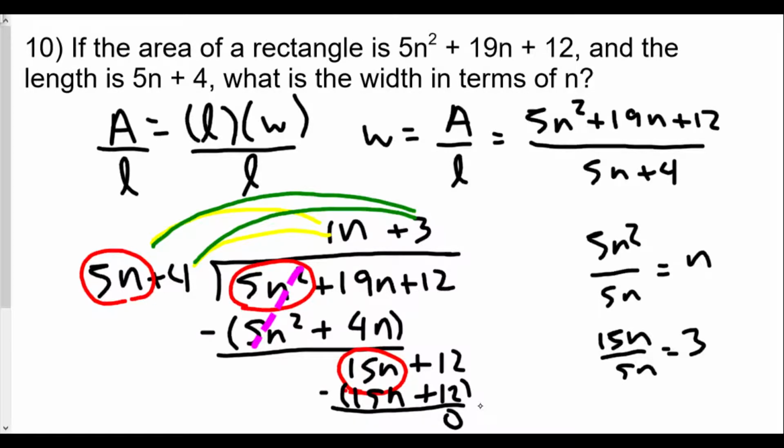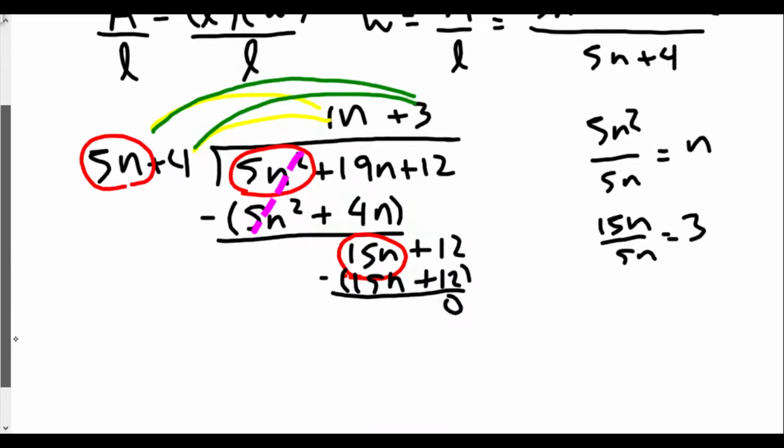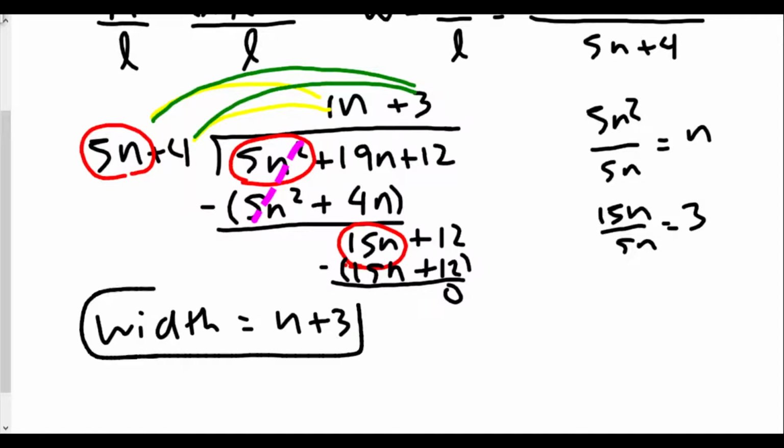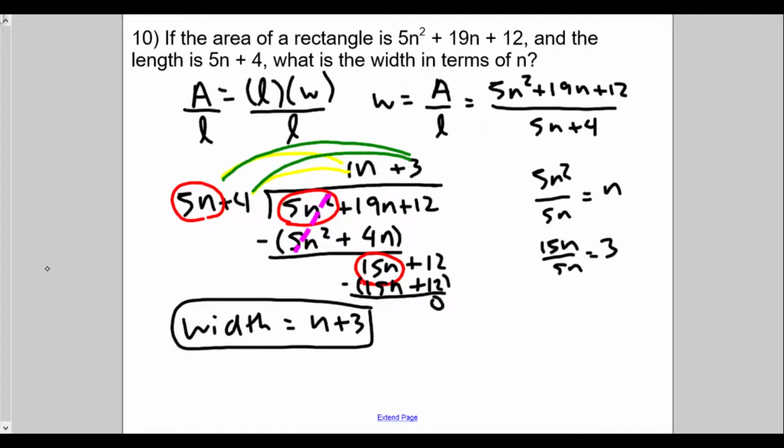So it looks like our width is equal to n plus 3. And this is how we use long division for number 10. It's a pretty short one. You could have factored the 5n squared plus 19n plus 12, but it gives the opportunity to do a little practice with long division.